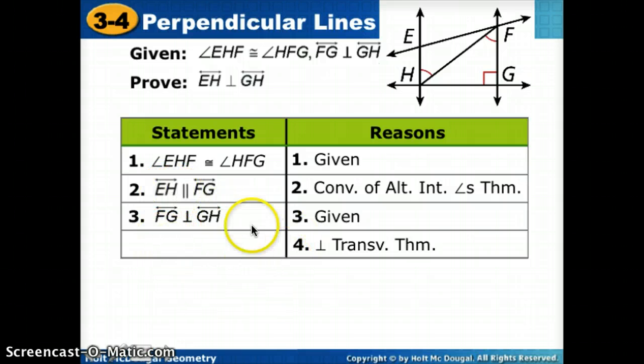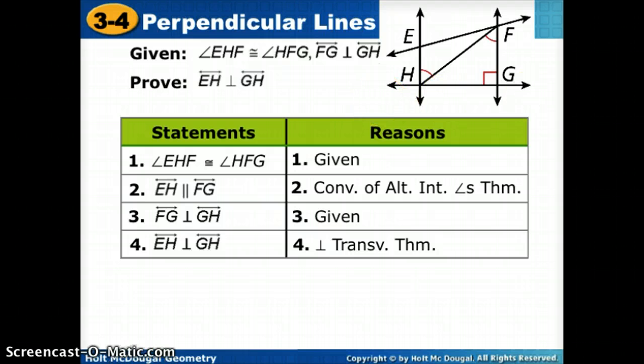Another way to figure that out with a proof is to ask ourselves, what do we always end with in our proof? Our last statement should always be our conclusion, or what we're trying to prove. So it fits both ways: what we're proving fits here, and because of the perpendicular transitive theorem, EH is now perpendicular to GH.